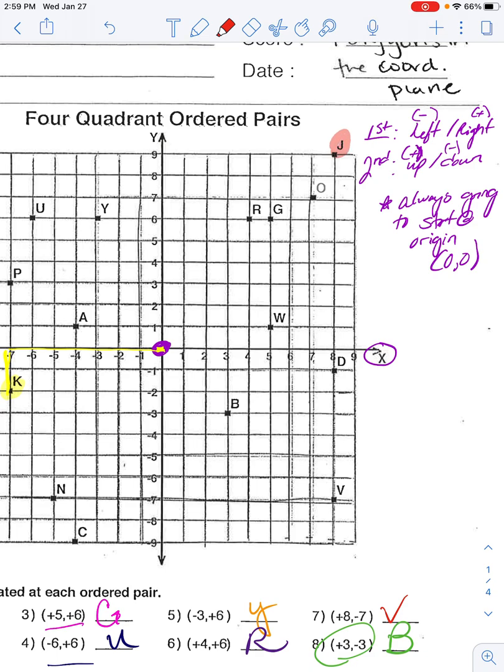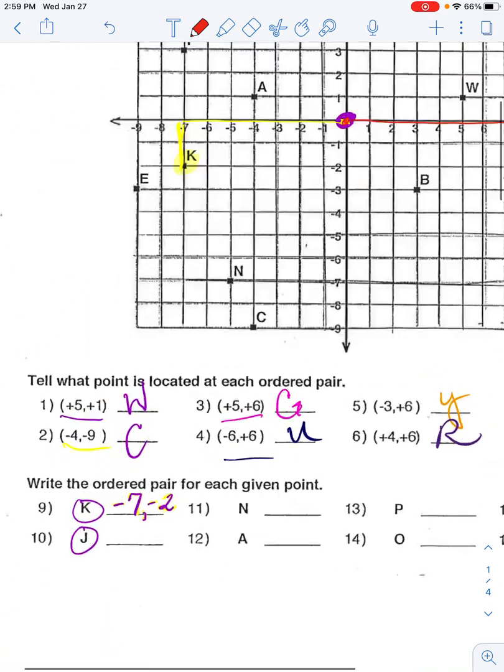J is up here. How do we get way up here? Okay, we start at the origin, we start at home base, and we're going to go all the way to the right. So these are positive, so we go to 8, so that's going to be positive 8, and then we're going up, and that's positive again, and we go to 9. So positive 8, positive 9.